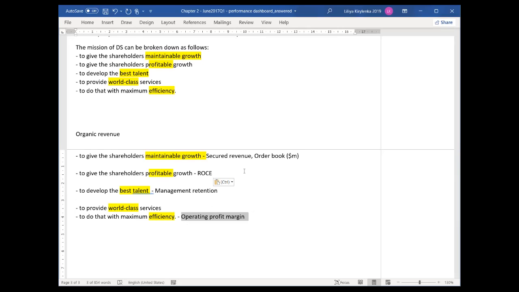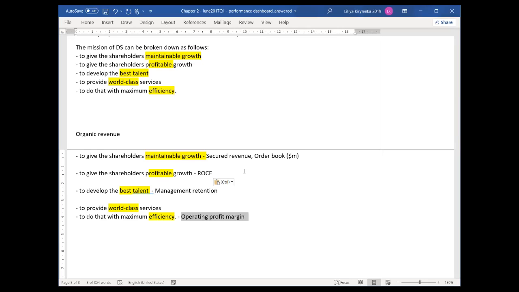And also, let us double check. Well, there is provide world-class services. Do we have anything about that? Well, no, we do not have. There is nothing that would indicate that there are some world-class services. Well, because there is no customer satisfaction, there are no metrics such as number of awards won, and so on.